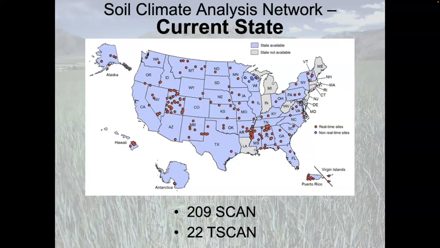And we have 22 T-SCAN sites. I'm not going to talk much about the T-SCAN effort, but essentially it was a SCAN light weather station type site oriented more towards STEM education. And these are sites that NRCS installed on tribal areas, hence the T.